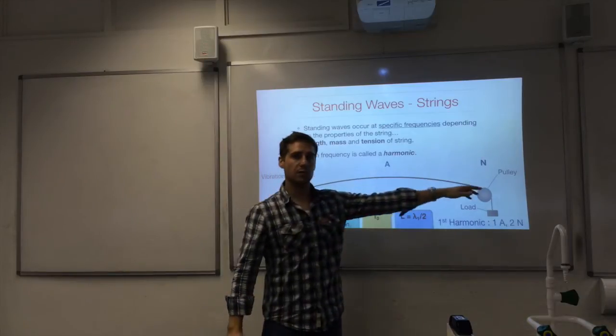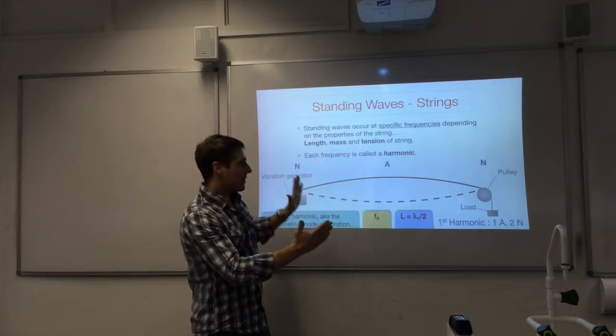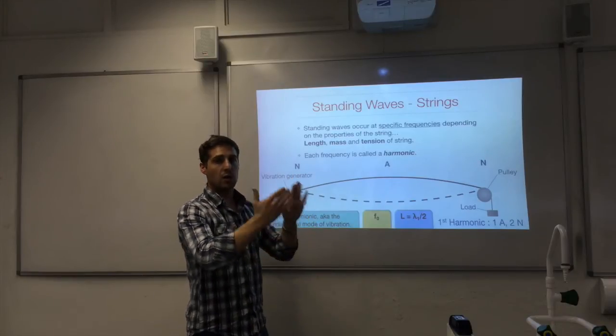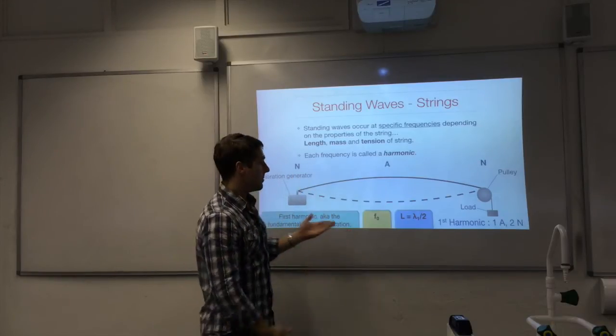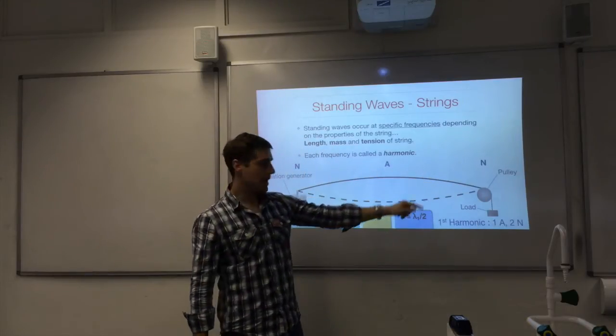You always have nodes at either end. You can't have two nodes next to each other. There's always an antinode in between them, and you can't have two antinodes next to each other. There's always a node in between them. So we've got node, antinode, node there, evenly spread out.